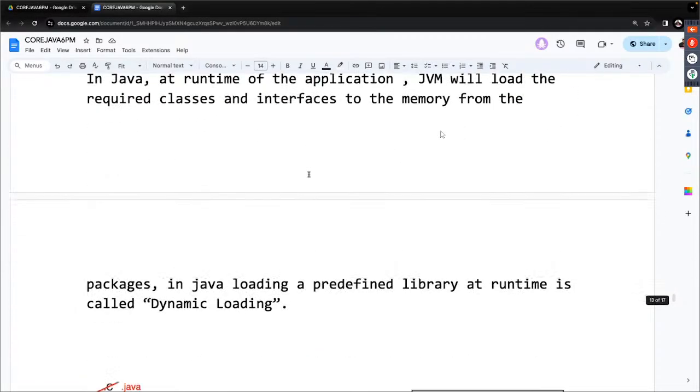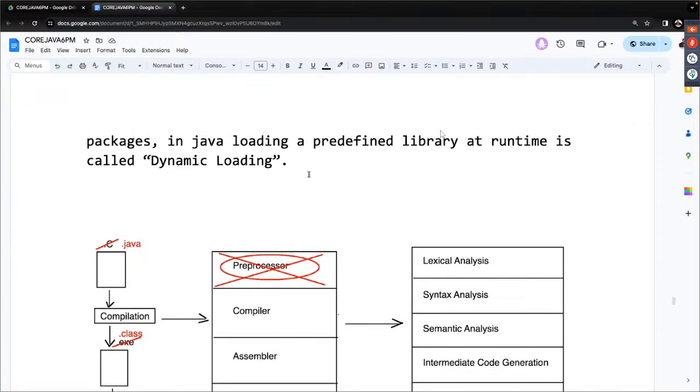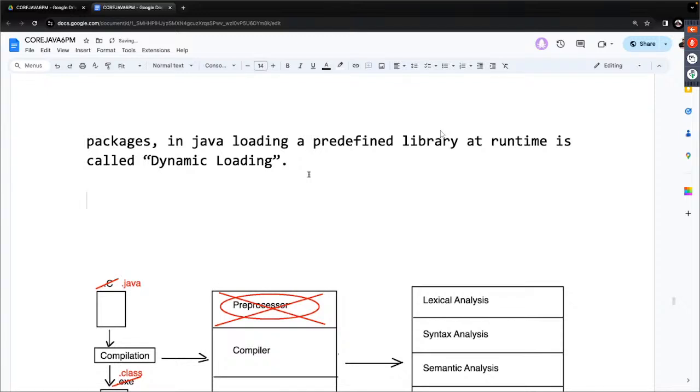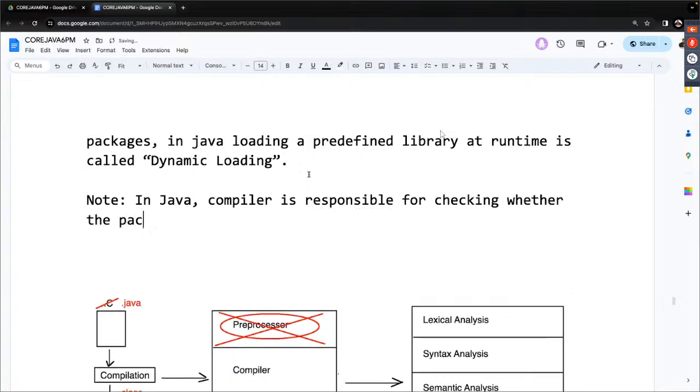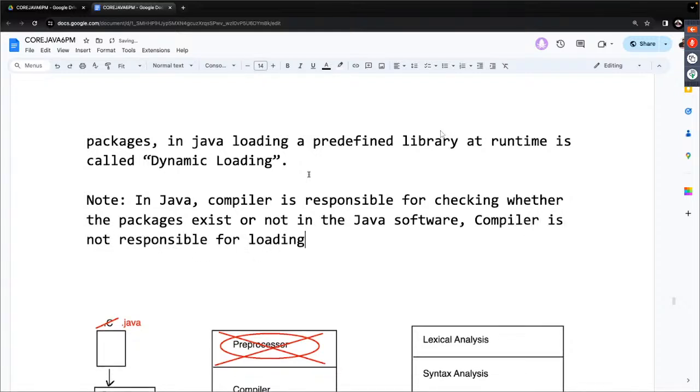Okay, fine. This is about static loading and dynamic loading. Clear. One more point I'm telling to you. Observe carefully. The hash include statement supports static loading, whereas the import statement supports dynamic loading. In the case of Java, the compiler is responsible for checking whether the packages exist or not in the Java software. The compiler is not responsible for loading the predefined library to the memory.